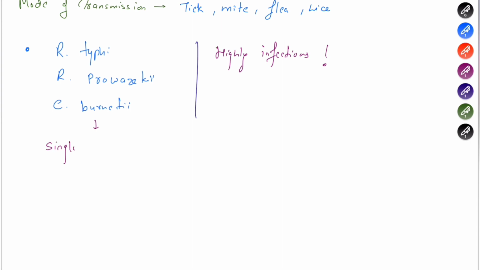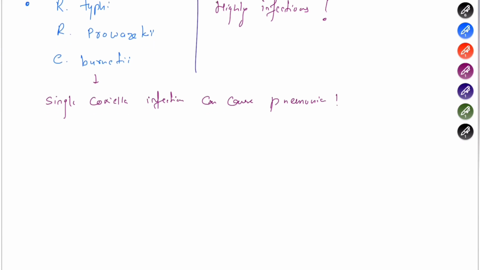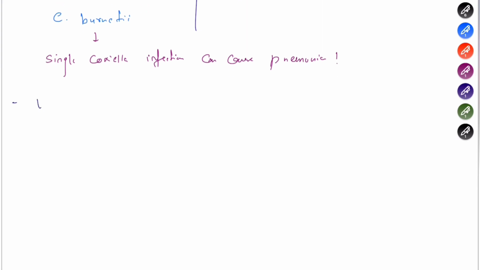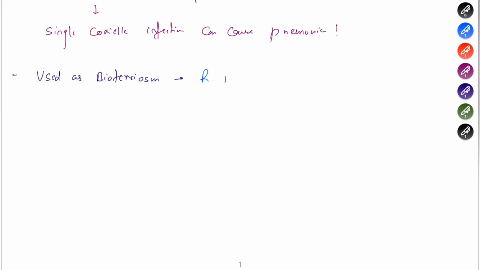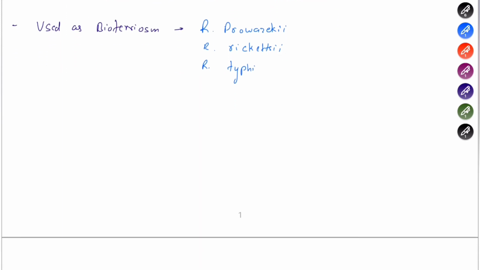A single Coxiella inhalation can cause pneumonitis in humans. So they are even used in bioterrorism. Mainly R. prowazekii, R. rickettsii, R. typhi, and C. burnetii.